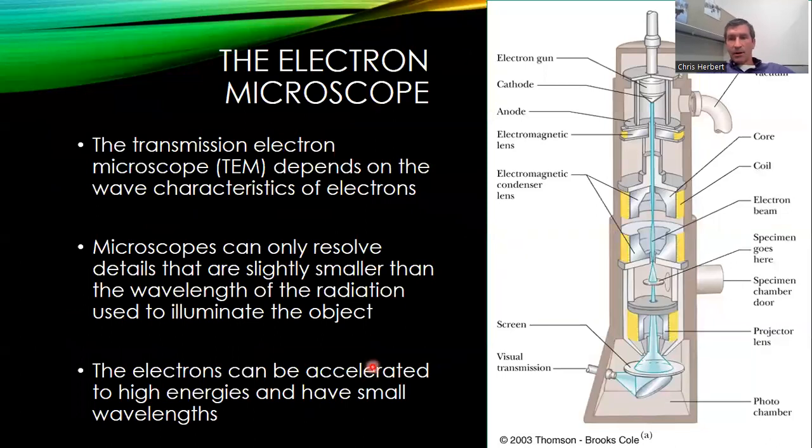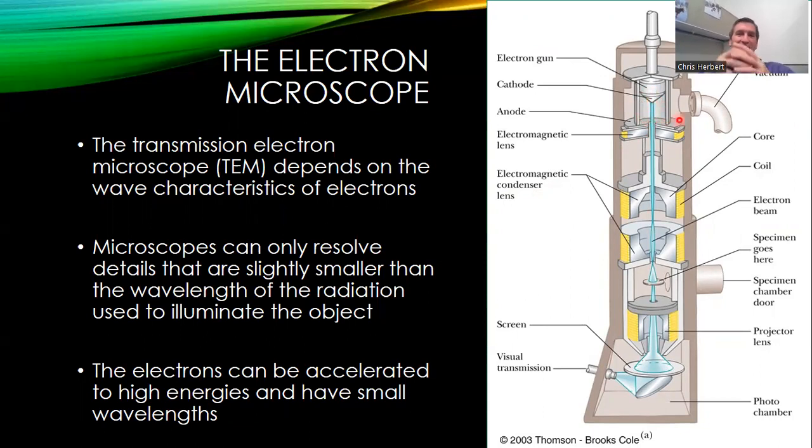So here's the electron microscope. And think about your regular optical microscope turned upside down. Here we have what would be analogous to a light source, okay? We're not using photons, we're using electrons. So we need an electron source, and that, of course, is an electron gun.